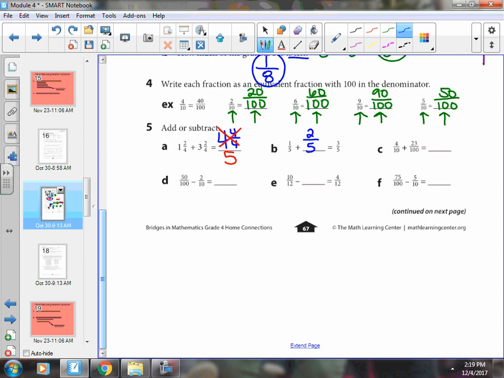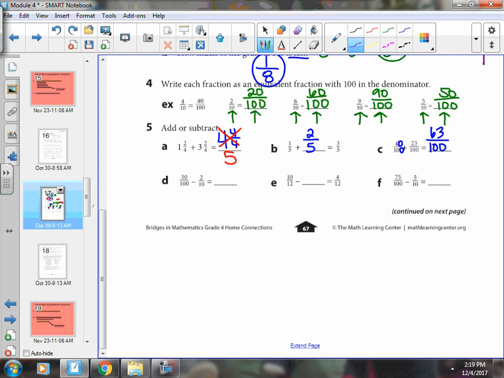4/10 plus 23 hundredths. Remember, if the denominators are not the same, make them the same. So I'm going to change 4/10 to the equivalent fraction of 40 hundredths. Now it's easy. 40 plus 23, 63. 40 hundredths plus 23 hundredths is 63 hundredths.